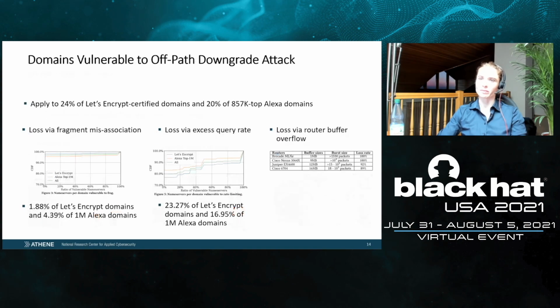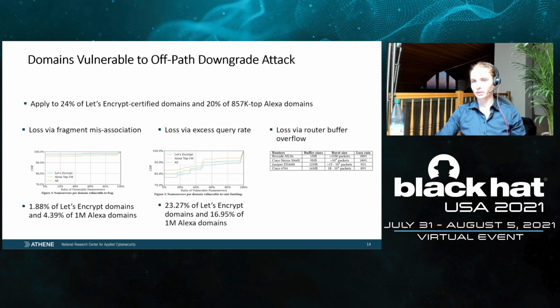So we also experimentally evaluated these methodologies against the two methodologies which can be evaluated in the internet. We evaluated against our dataset of domains. We found that they apply to 24% of Let's Encrypt certified domains and 20% of almost 1 million top Alexa domains. So to identify domains which are vulnerable to these two methodologies, we performed the following.